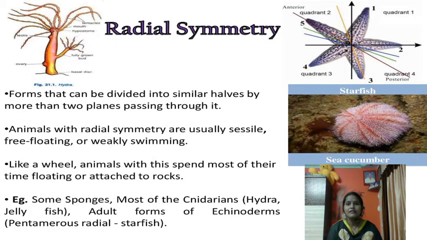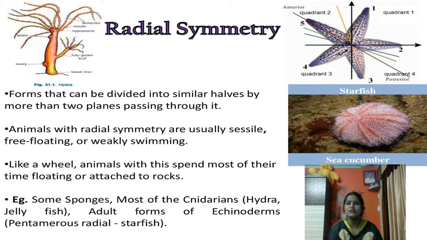Next type is radial symmetry. Forms that can be divided into similar halves by more than two planes passing through them are said to have radial symmetry. Animals with radial symmetry are usually sessile, free floating, or weakly swimming. Like a wheel, animals with this spend most of their time floating or attached to a rock. Examples are some sponges, most cnidarian organisms, and the adult form of echinoderms.